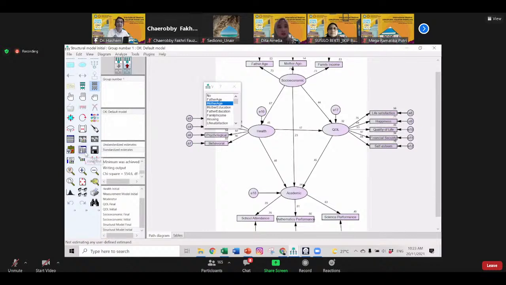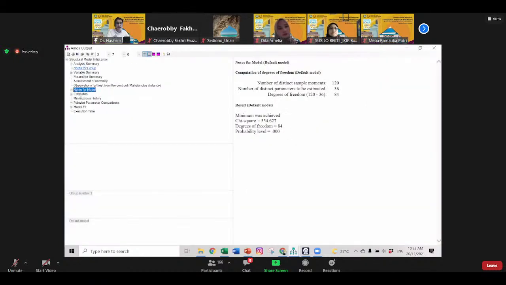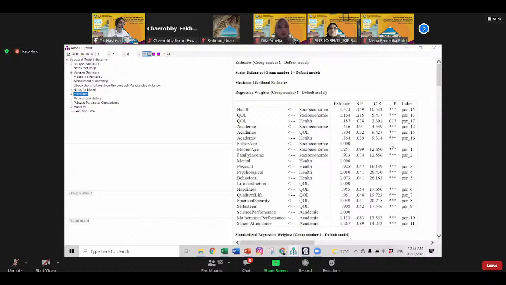So let's go back to have some information. You can see there are some information here. You can go for estimation. The estimation shows you, based on the critical ratio and p-value, which one has a significant effect or non-significant effect, right?